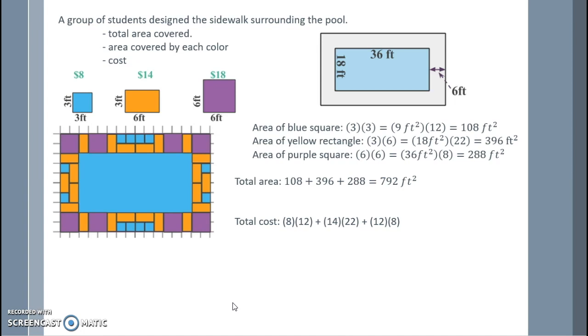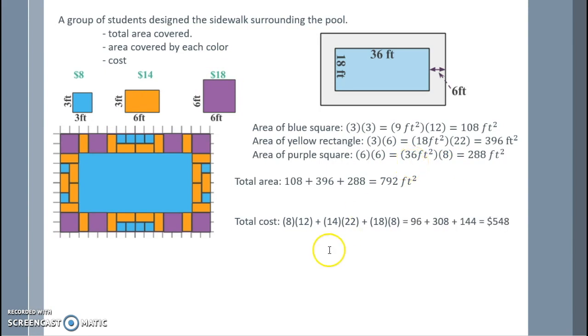The total cost then would be $8. So the blue ones they're $8 a piece, and we had 12 of them. The yellow ones are $14 a piece, and we have 22 of them. And the purple ones are $18, and we have 8 of them.